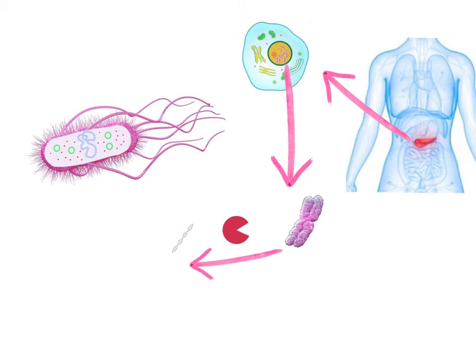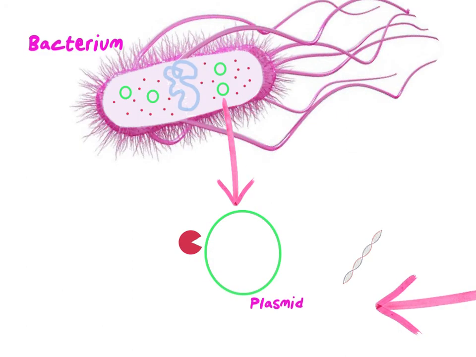Okay, and in this case we're looking at plasmids. So we remove the plasmids from a bacterium. Remember, plasmids from cell biology. The plasmids are removed from the bacterium, and again we use a restriction enzyme to cut the plasmids. So we're cutting the DNA so that we can insert the insulin gene.